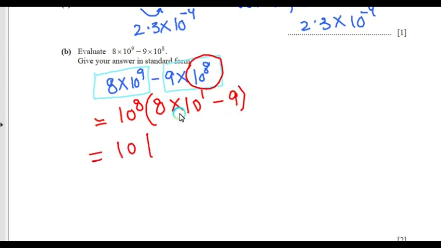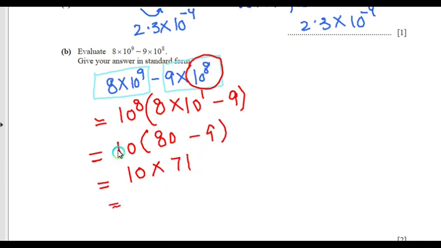So it will be 8 times 10, which is 80, minus 9. 80 minus 9 is 71. Now converting this 71 into standard form, because the answer should be in standard form as required by the question. So this becomes 71 times 10.